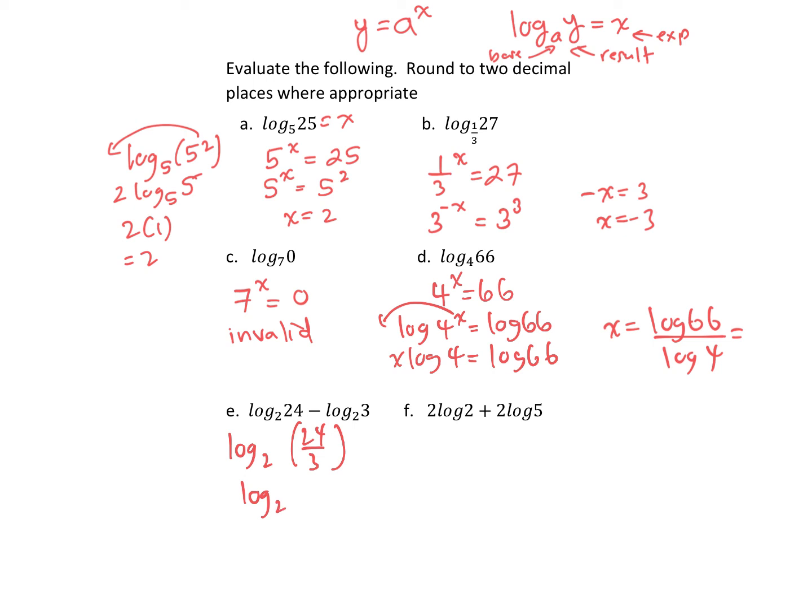And then 24 divided by 3 is 8. 8 is a multiple of 2. It's 2 to the 3. So that would equal 3 log base 2 of 2. Log base 2 of 2 is equal to 1 because 2 to the power 1 equals 2. So that equals 3.